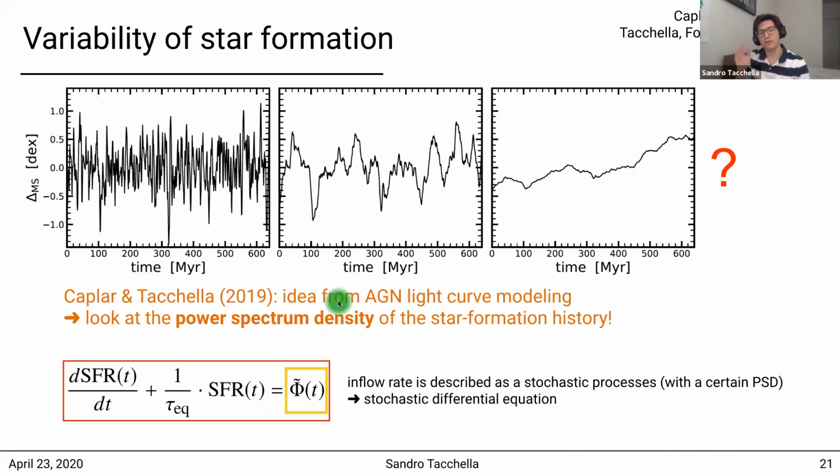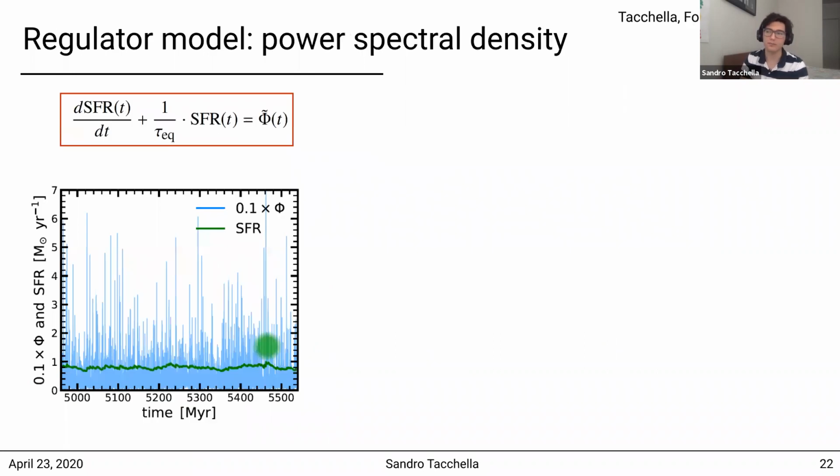What if we now feed the galaxy stochastically? So what happens if we modify this term here on the right and assume that the inflow rate is a stochastic process with a certain power spectrum density? And so then this becomes a stochastic differential equation. I want to show you first a very simple case where you can see that the inflow rate here is very strongly variable, and the resulting star formation looks something like this. So this is just numerically integrating this equation up here.